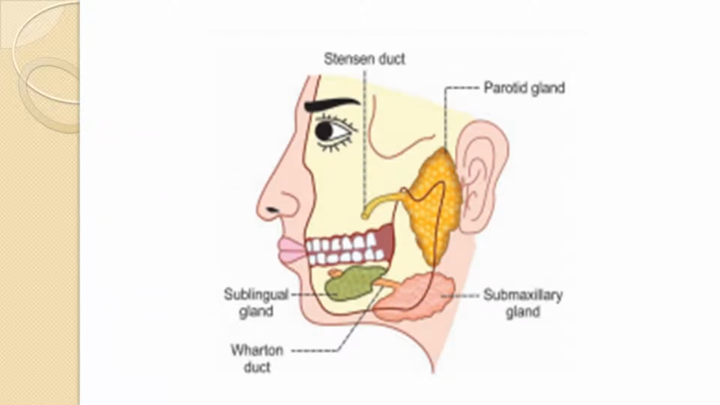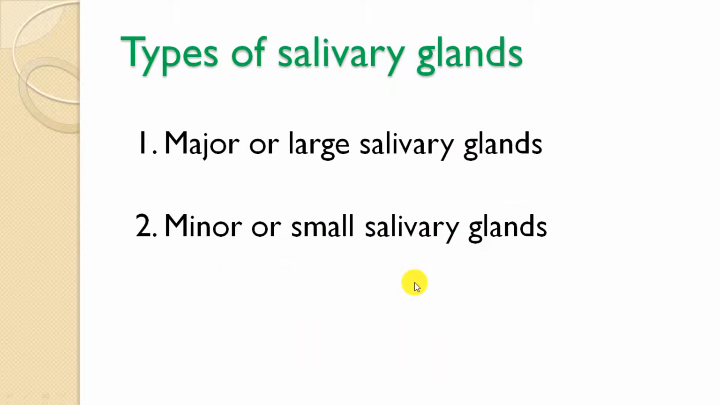Here in this diagram we can discuss the different salivary glands. One is this parotid gland. This is the largest salivary gland, located at the front of the ear. Then we have the submaxillary gland and the sublingual gland. And they have ducts. These are pipe-like structures where they drain their saliva into the oral cavity. These are known as ducts. Major salivary glands and minor salivary glands.